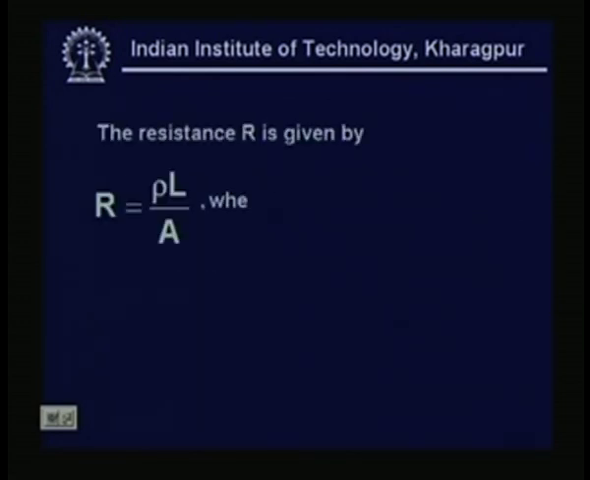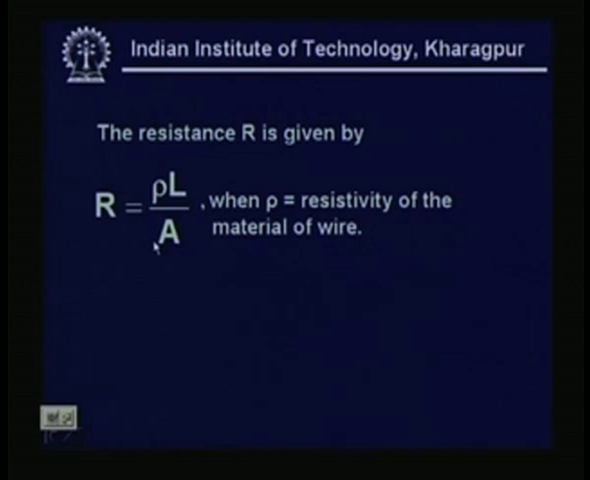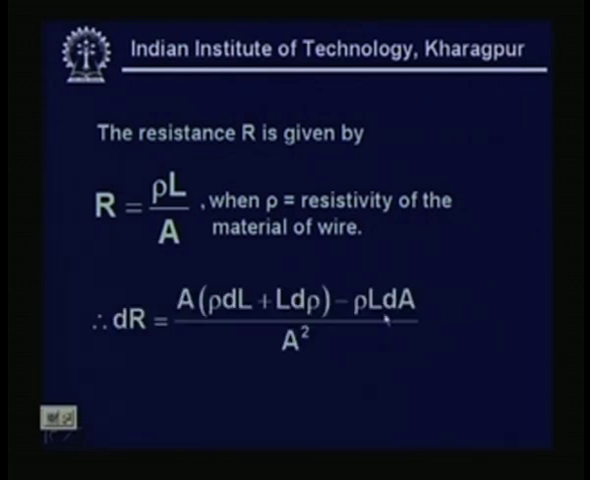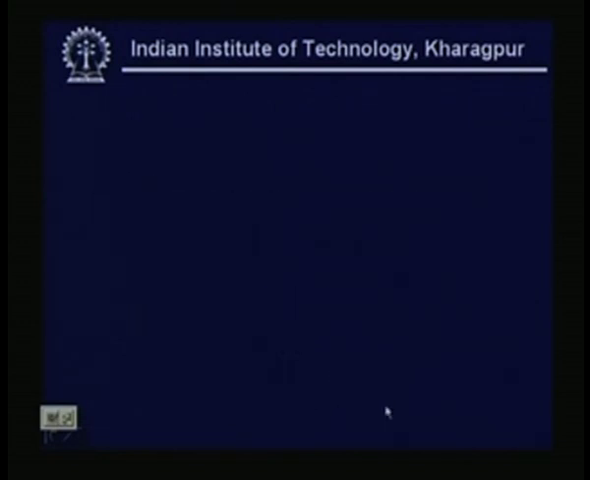Now, resistance R is given by this very common equation, R equal to rho L by A, where rho is the resistivity of the material of the wire, L is the length of the wire, and A is the area of cross section of the wire, right. If I take differentiation of this, if all are variable, it will be dR equal to (A rho dL plus L d rho minus rho L dA) upon A square. So, in this case we will get an equation like this.